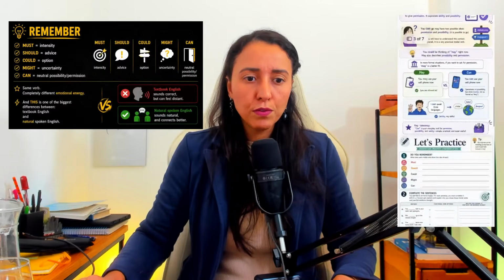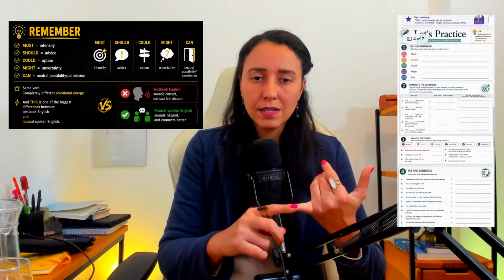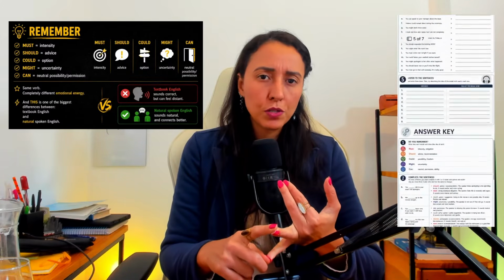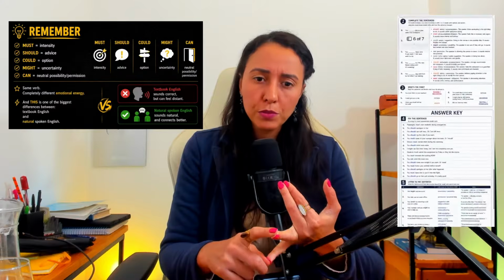So just a quick overview. Remember, must: intensity, obligation, okay? Should: giving advice. You have an option though, okay? I'm giving you options. Could is really just for options, okay? You could watch a movie tonight. Might: uncertain. I have no idea if this is going to work or not. Can is more neutral. Possibility and permission and ability, okay?